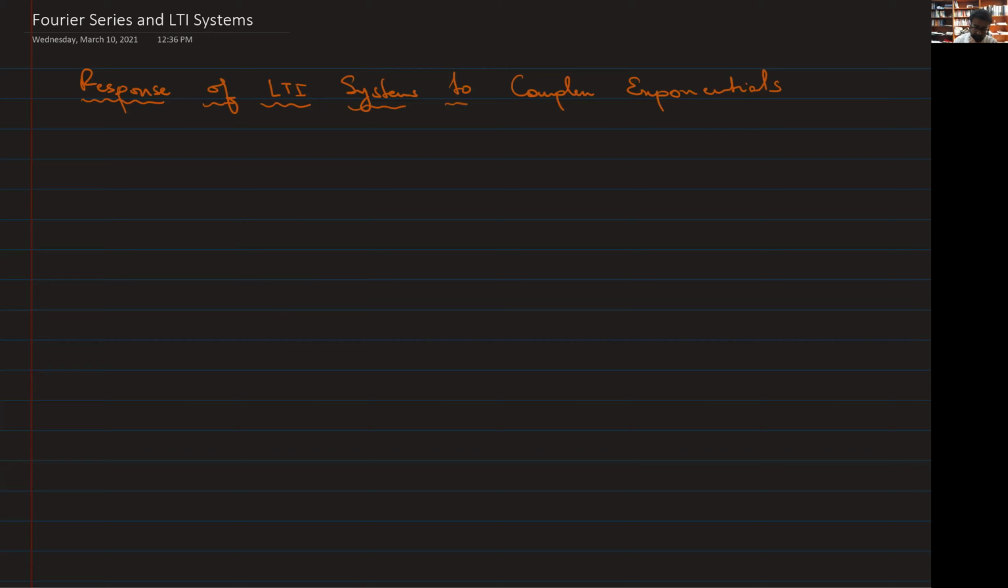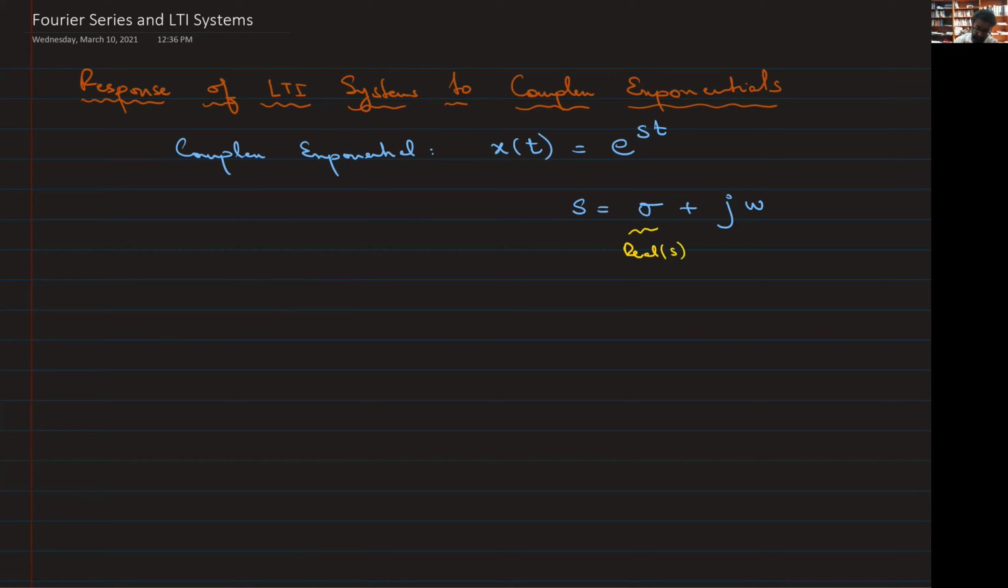So what is a complex exponential? A complex exponential is a signal. When I say it's a complex exponential, what do I mean? It goes back to our earlier discussions. A complex exponential is x of t equal to e raised to power st, where s is equal to sigma plus j times omega, where sigma is the real part of s, and omega is the imaginary part of s, right? And that makes up a complex exponential.